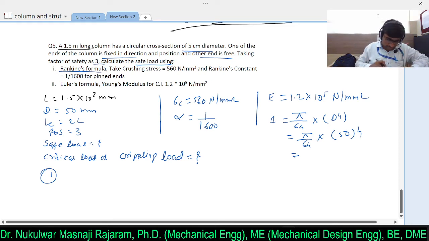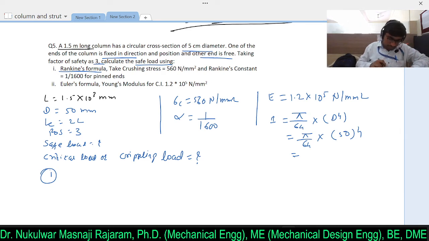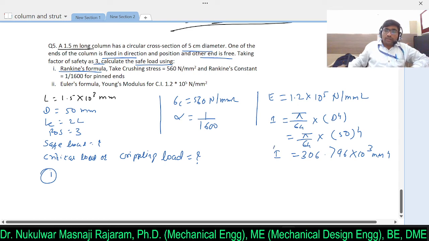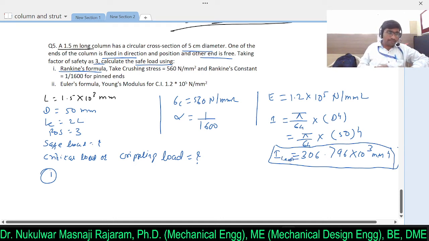So here I will consider pi into 50 raised to 4 divided by 64. So its value is 306.796 into 10 raised to 3 mm raised to 4. As both Ixx and Iyy are the same, I will consider this least value in both the formulas. Clear?